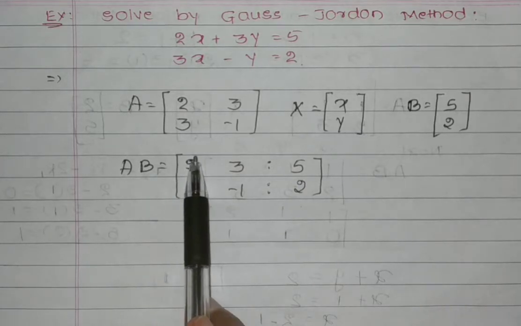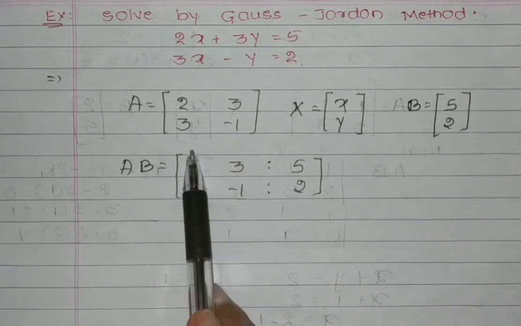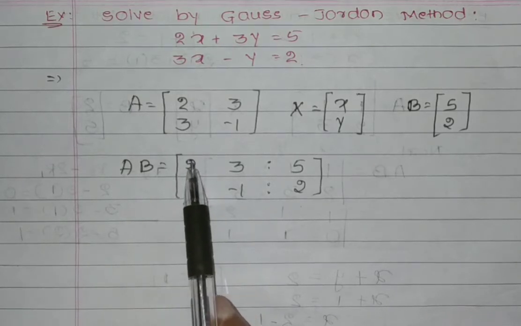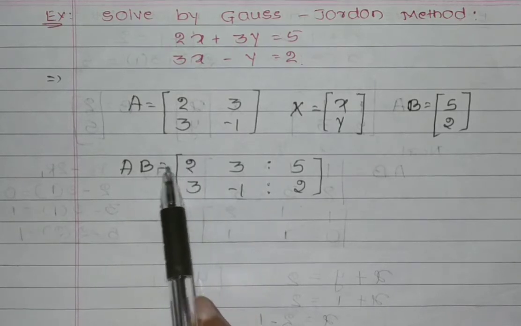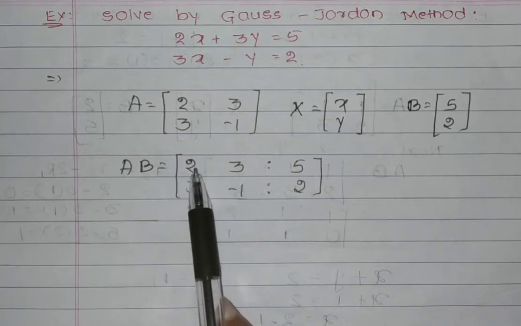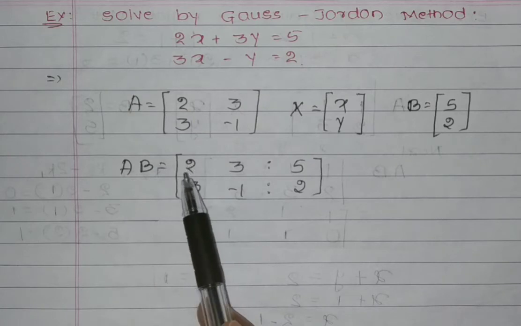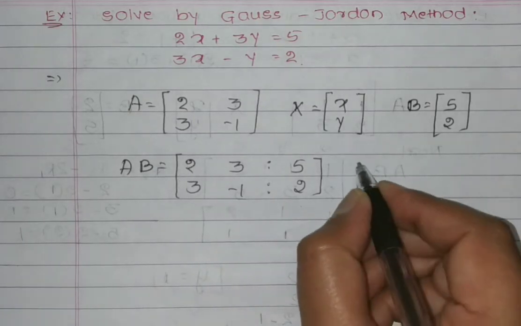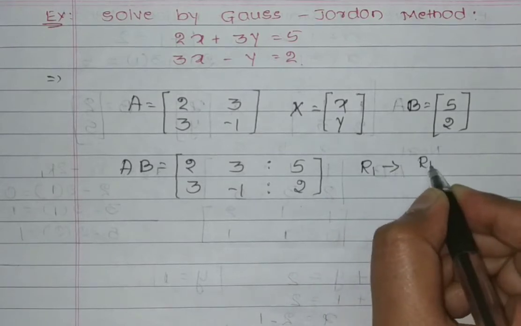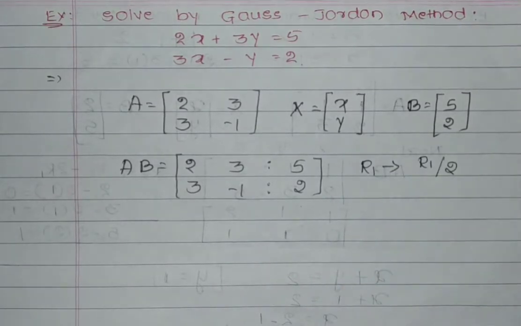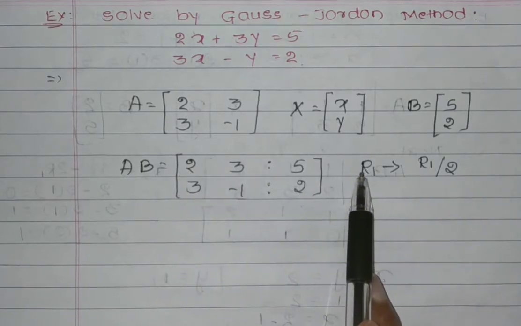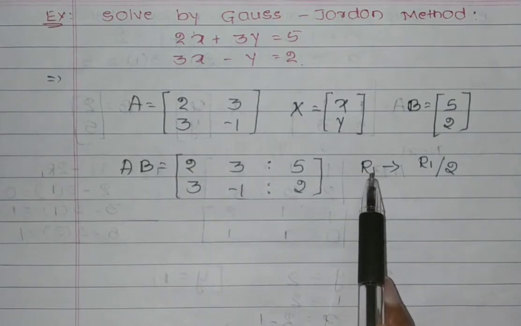But when we are applying row transformation, first we need to observe the first element of the matrix. It should always be 1. Here it is 2. The first element is not 1, but we can reduce it to 1 by applying the transformation R1 changes to R1 divided by 2. 2 belongs to the first row, therefore apply the transformation to the first row, that is R1.